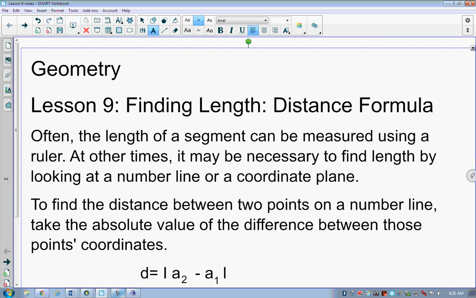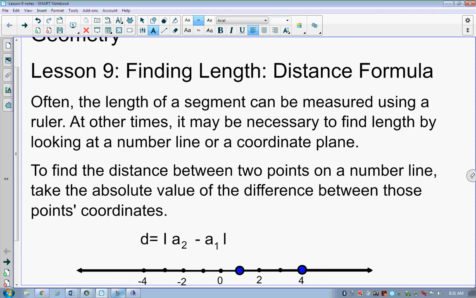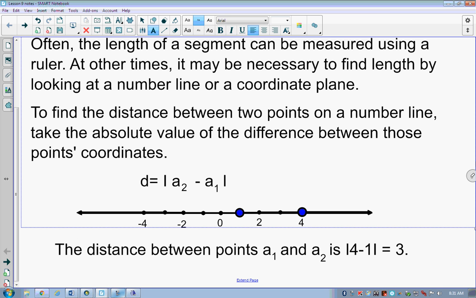At other times, it may be necessary to find length by looking at a number line or coordinate plane because we're working with something that's not necessarily tangible. Okay, we're talking about things that are mathematical in nature. To find the distance between 2 points on a number line, we take the absolute value of the difference between those points, between their coordinate points.